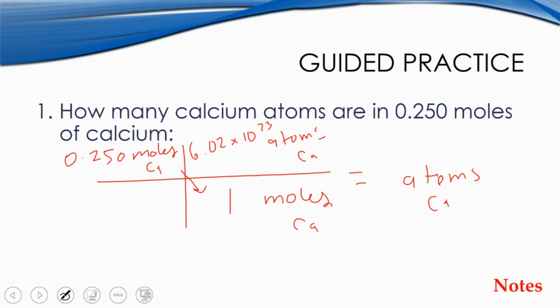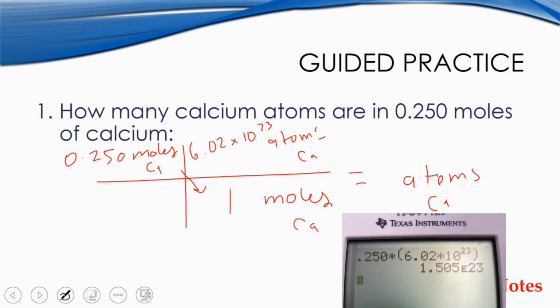When we do that, we are going to multiply in our calculator 0.250 times 6.02 times 10 to the 23rd, which is Avogadro's number, and that would give us 1.505 times 10 to the power of 23.